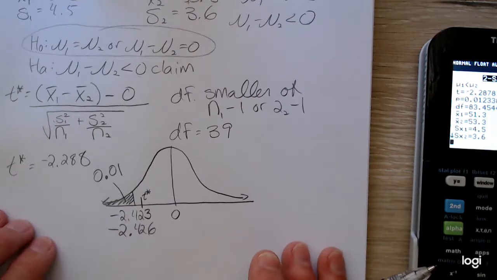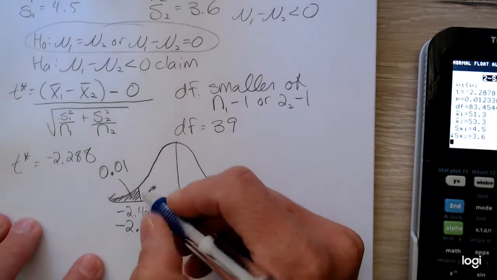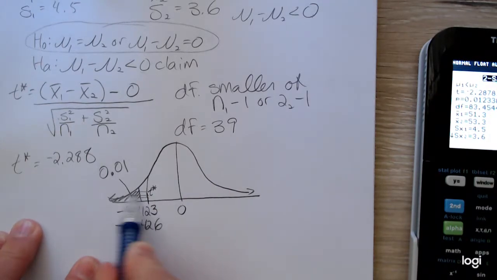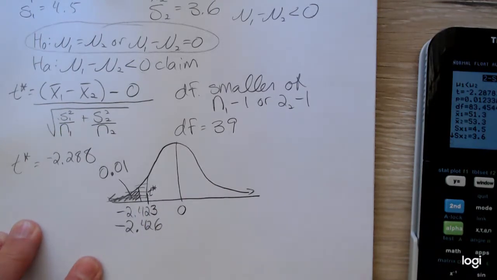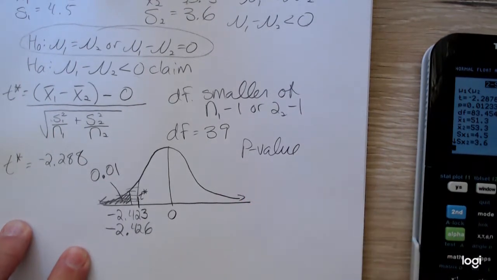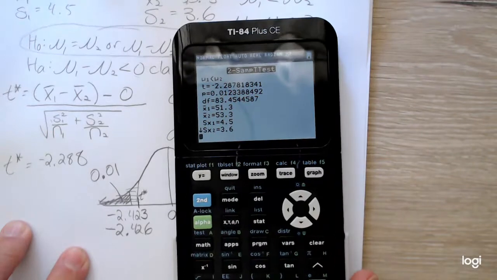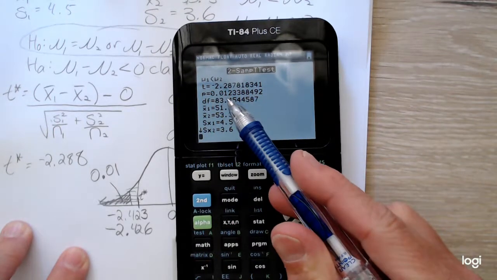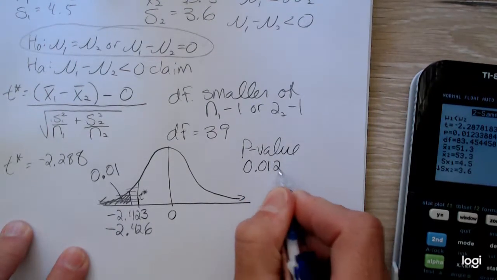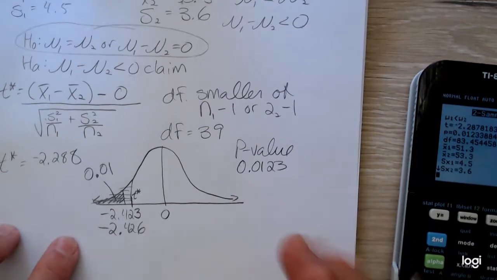Now let's take a look at the p-value. The p-value is going to be the area further to the left of our standardized test statistic. So our p-value, going back to my calculator, is 0.0123. Okay, that's the area further to the left.